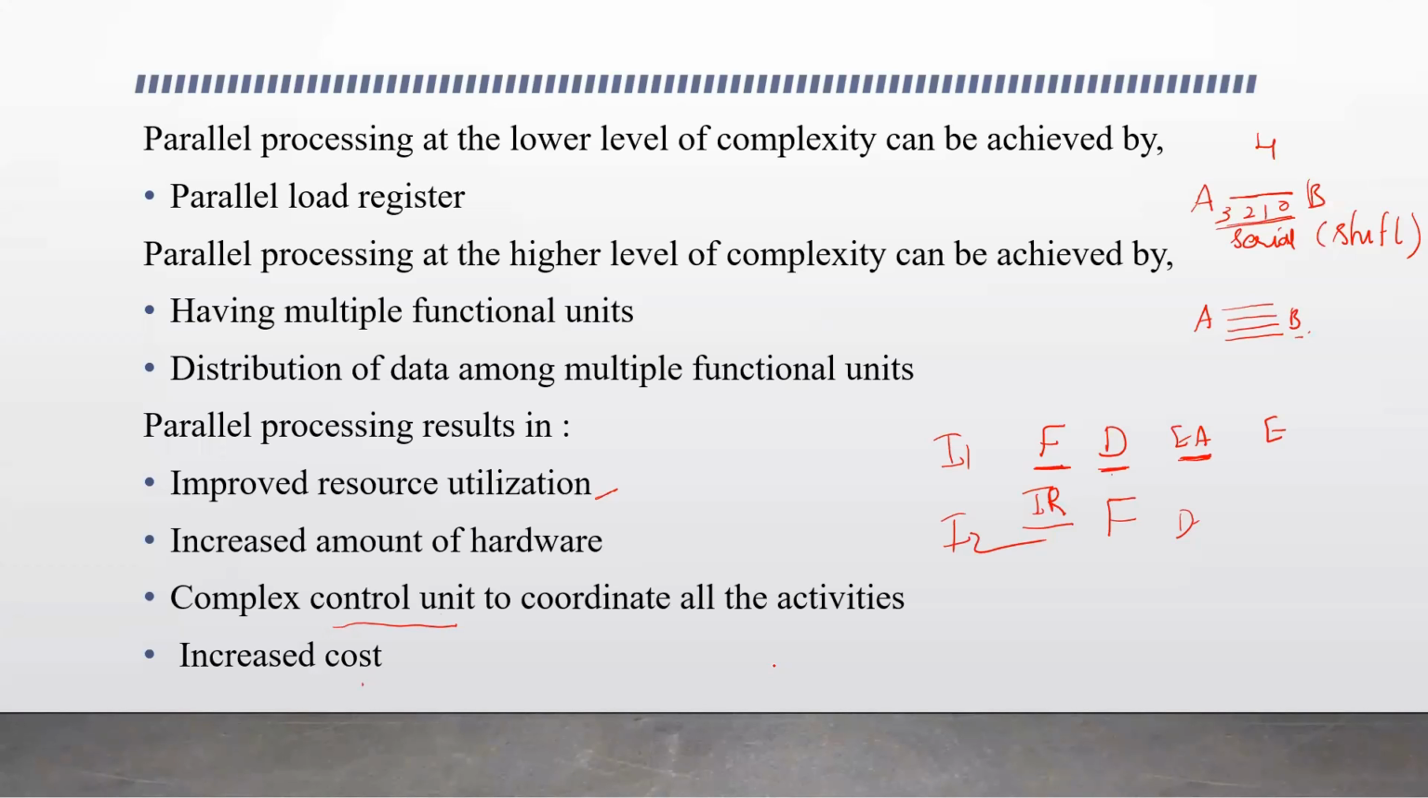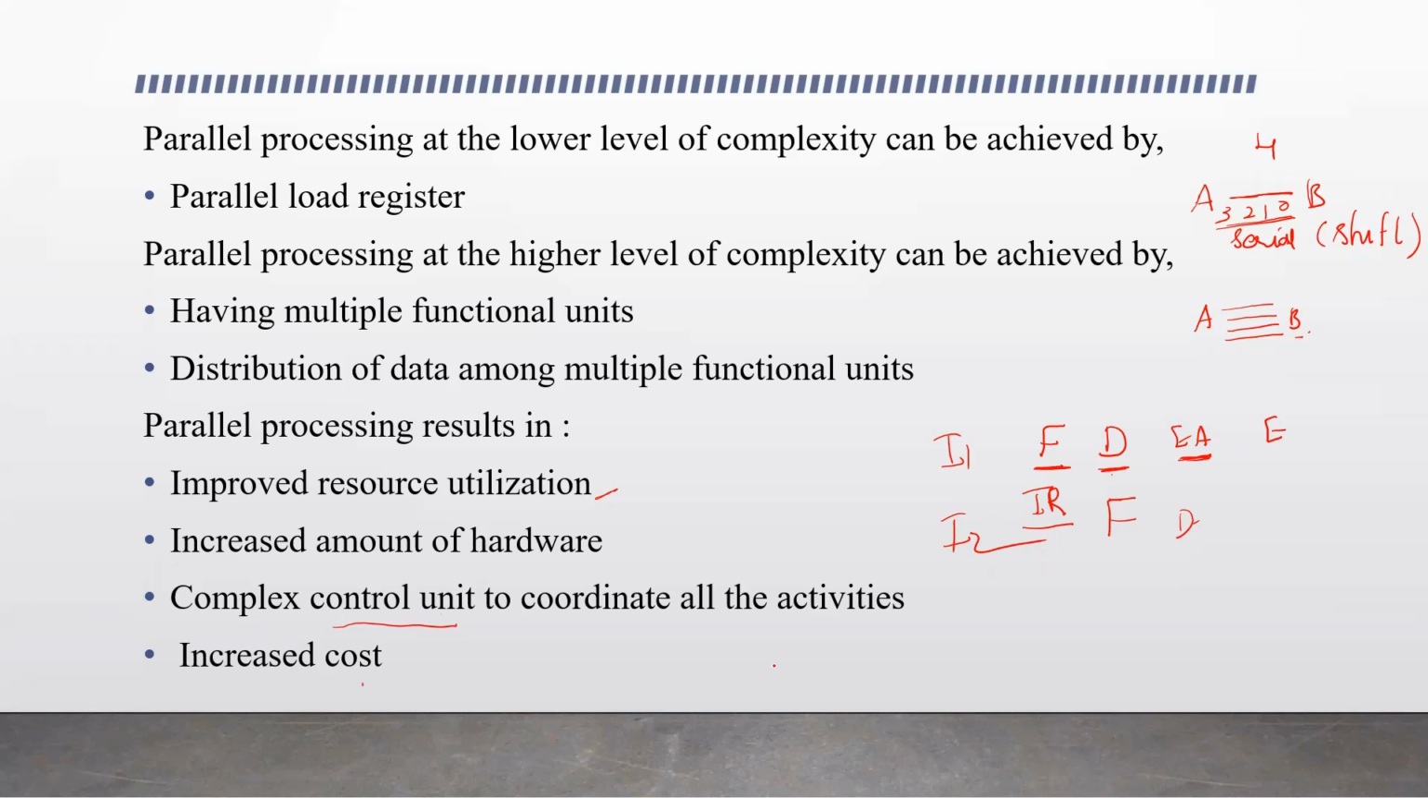It can be achieved by having multiple functional units and distributing data among these multiple functional units. This improves the resource utilization of a system. By utilizing all the resources available at the same time, the task can be completed faster. So this speeds up the process.